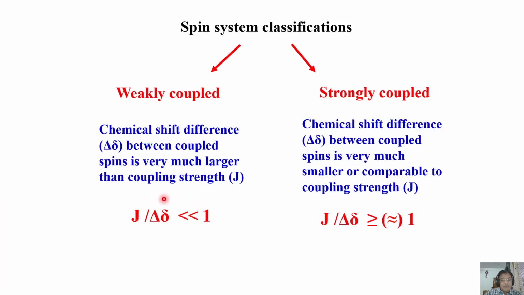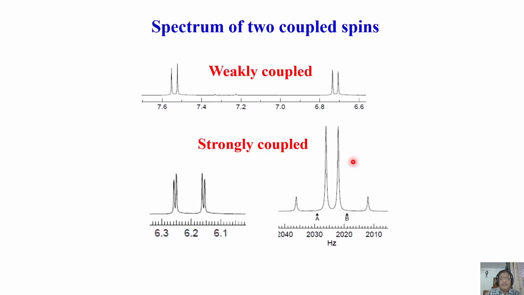In this case, J by delta is much smaller. Delta, the chemical shift separation, is much smaller. That means this has to be a very large value for a weakly coupled spin system. If they are comparable, or of the order of 1, then it's a strongly coupled spin system. This is a very important point you should remember. The spectrum is entirely different if it is strongly coupled or weakly coupled, and especially when they are very strongly coupled, the spectrum will appear entirely different.